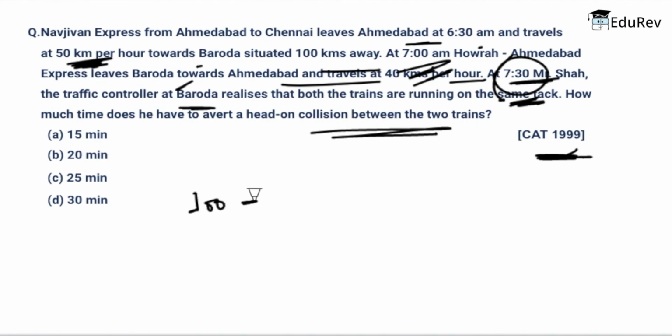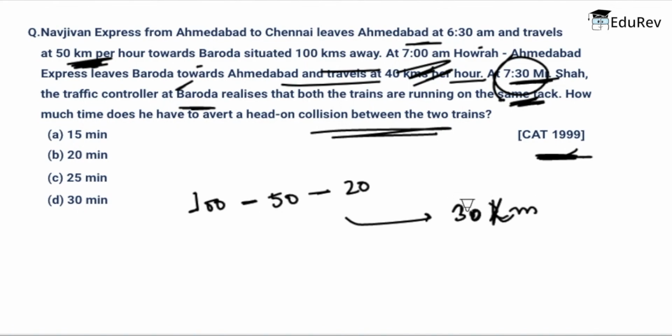Thus the distance separating the two trains at 7:30 will be 100 minus 50 minus 20, that is nothing but 30 kilometers.